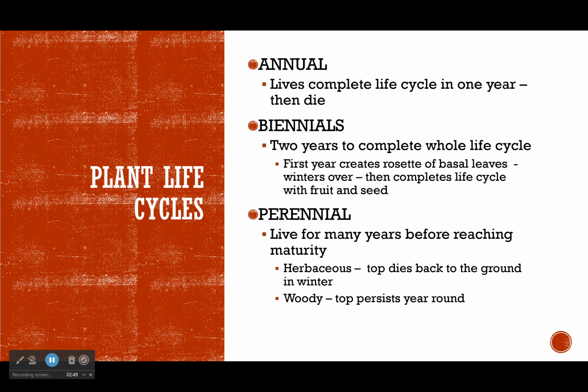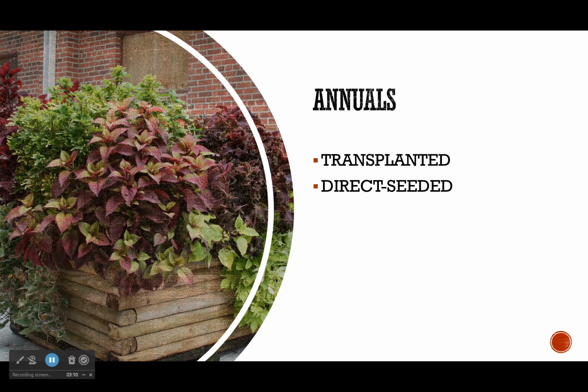Perennials, they'll live for many years before reaching maturity. Herbaceous plants grow from the crown of the plant, right above the roots, to the top each year. That top does die back. However, the crown of the plant and the roots do not. And then woody plants, they will persist year round above ground. In this topic, we're really only going to look at annuals and perennials.